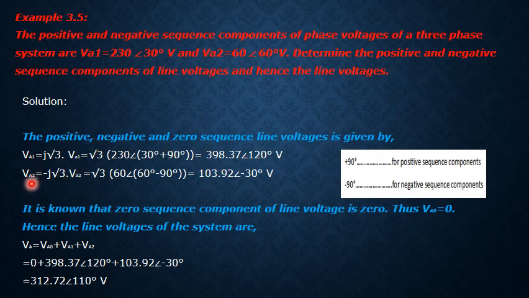Okay, then the line voltage for the negative sequence component. This is the equation we obtained from our previous derivation: minus j root 3 into the phase voltage of the negative sequence component. The phase voltage of the negative sequence component is given, right? This is how much? 60 at an angle of 60 degrees. So now substitute over here in this equation.